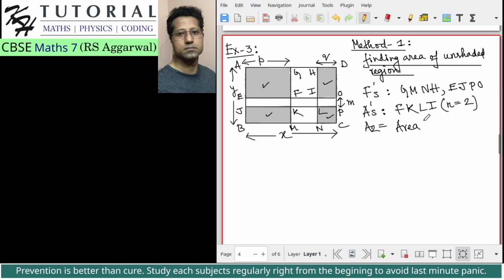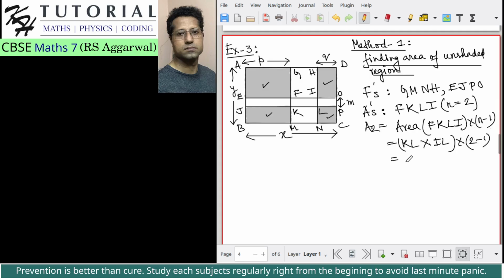So A2 will be the area of FKLI multiplied by N minus 1, and this is equal to, what is the area of FKLI? FKLI, its area will be KL into IL, and this whole multiplied by N, which for this is 2, so 2 minus 1. Okay, this is equal to, what is KL?